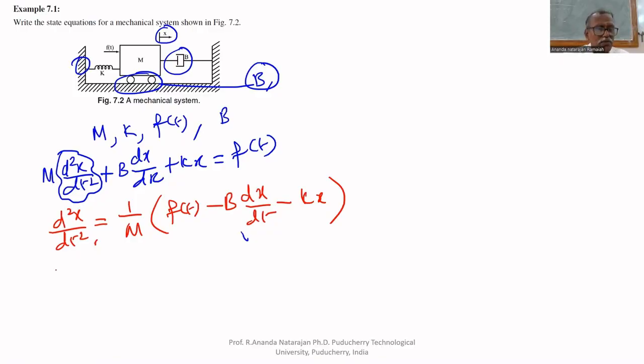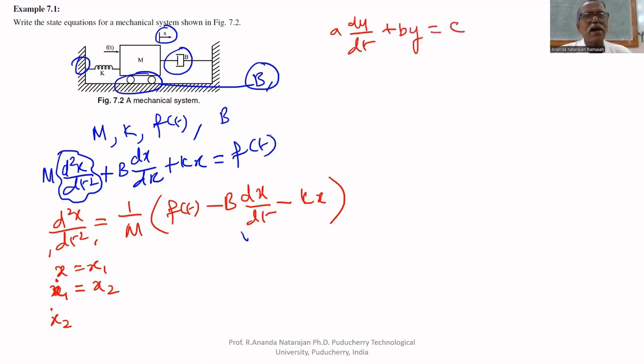The same way, we are assuming that the output x equal to x1. x1 dot equal to x2, the first derivative of x1 is x2. Why are we keeping x1 dot equal to x2? What is the meaning of that? What is a first order differential equation? If you write a dy by dt plus b y equal to c u of t, can I write like that? Keep dy by dt on one side. What will you get? 1 by a, c u of t minus b y.